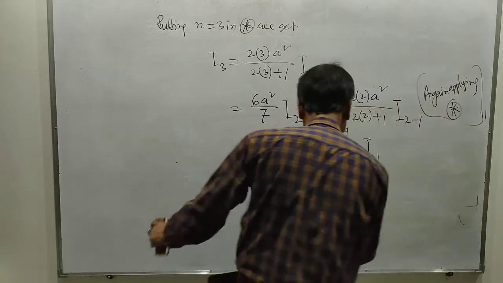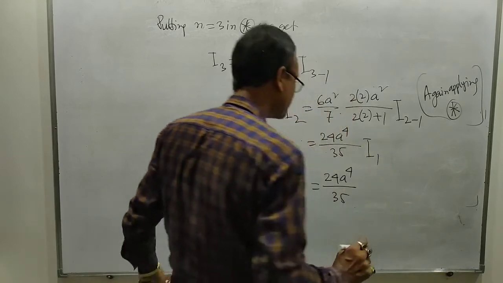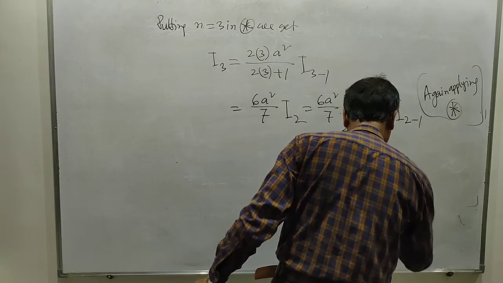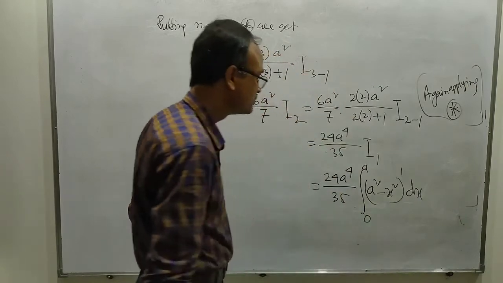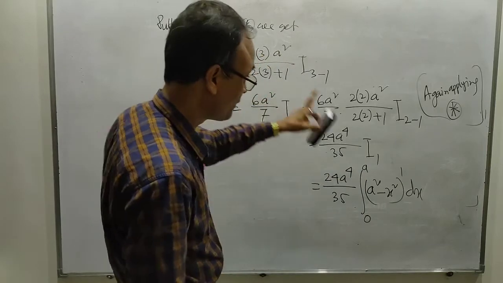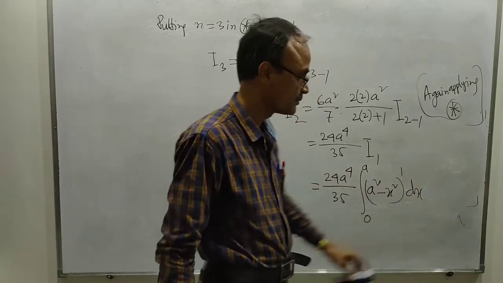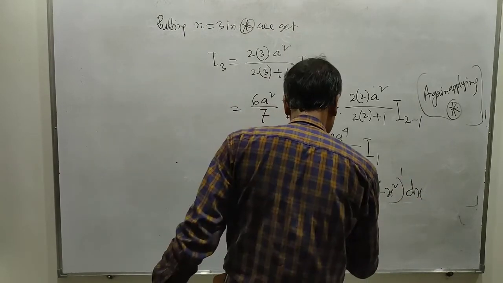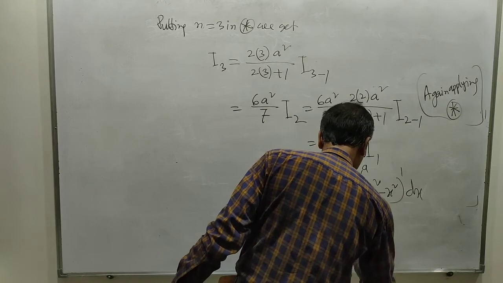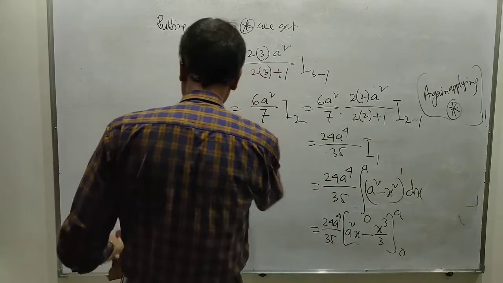What is I1? 24 a to the power 4 divided by 35, integration 0 to a of (a square minus x square) whole to the power 1 dx. We are calculating the value of I3, means integration 0 to a of (a square minus x square) whole to the power 3. It is 1. This is equal to 24 a to the power 4 divided by 35 times a square x minus x cube by 3, from 0 to a.